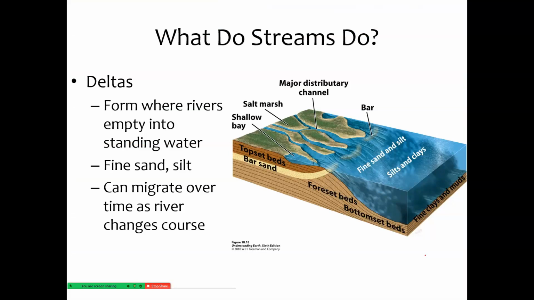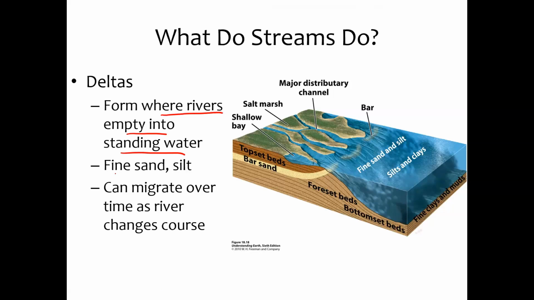Deltas, I've mentioned, and you've probably seen before, but it helps to talk a little bit about exactly what they are. These are depositions of sediment that form where rivers empty into standing water. I've been saying the ocean, but you can also have a delta forming in a lake, or even temporarily when a tributary empties into a very slow moving river.